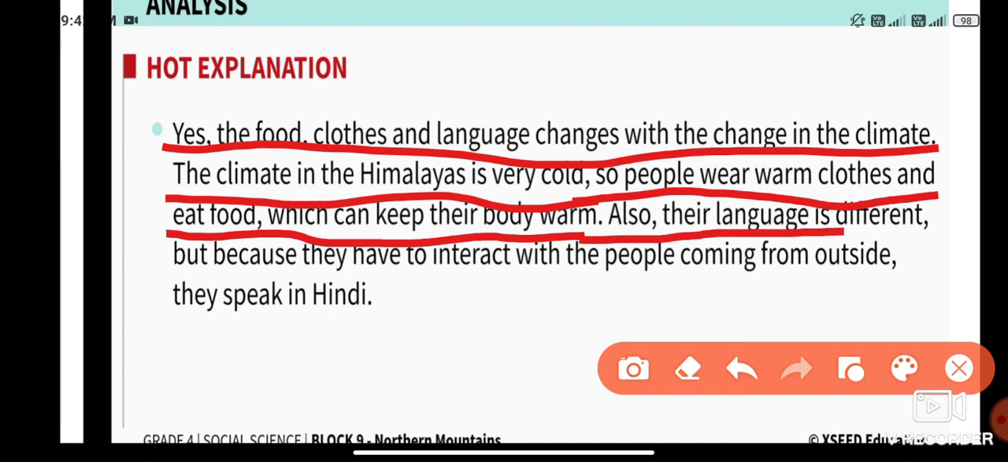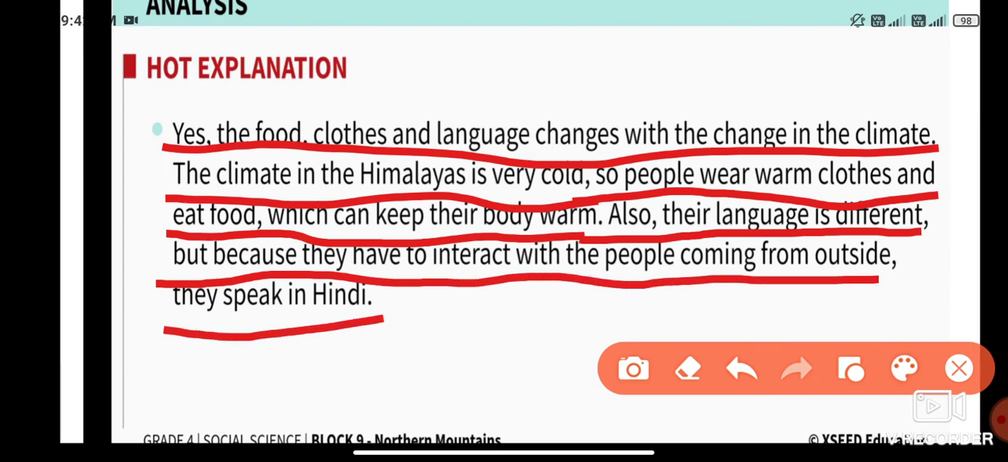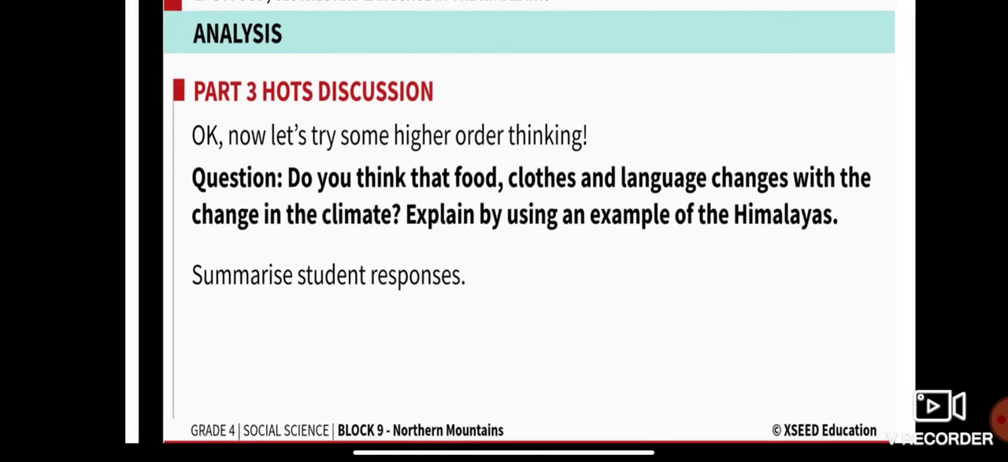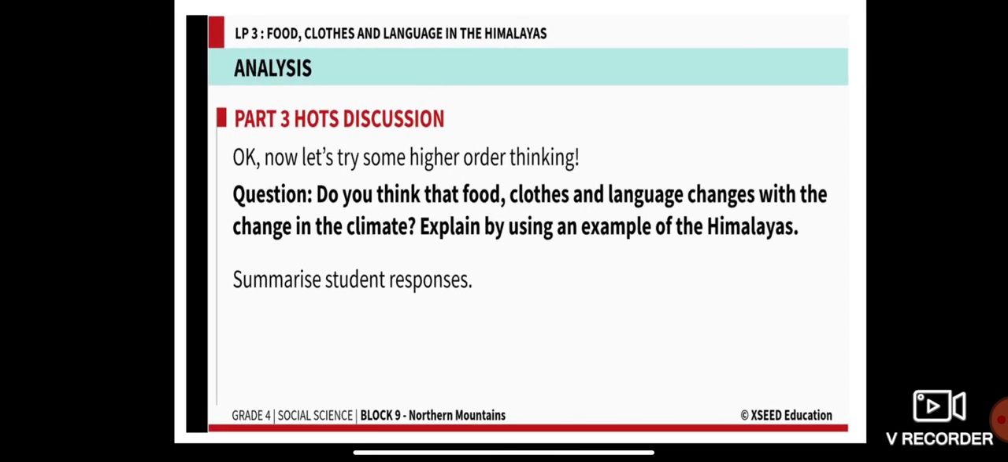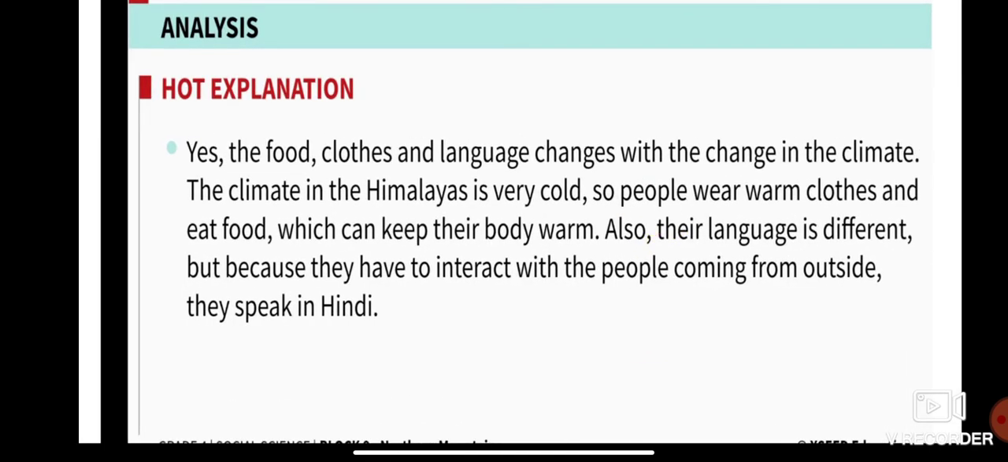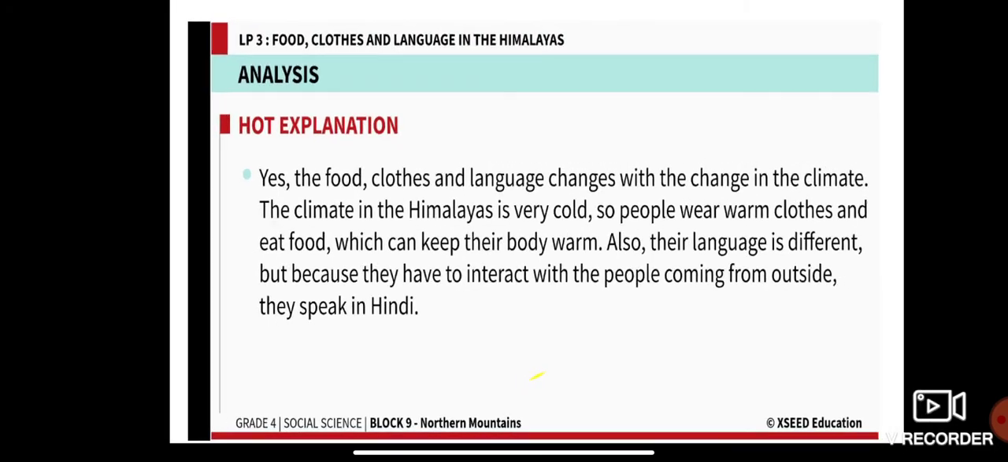Also, their language is different, but because they have to interact with the people coming from outside, they speak in Hindi. We have learned that they speak Pahari, but in order to interact with outside people who come to visit their place, they need to interact with them in Hindi. So from there, we have learned that yes, the food, clothes, and language change with the change in the climate, as discussed here. I hope you got it clear.